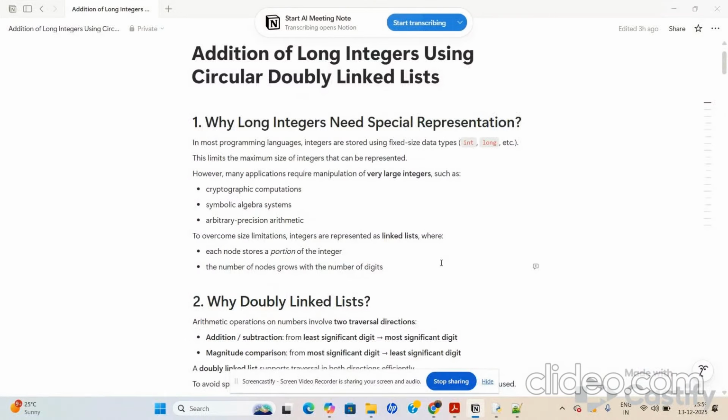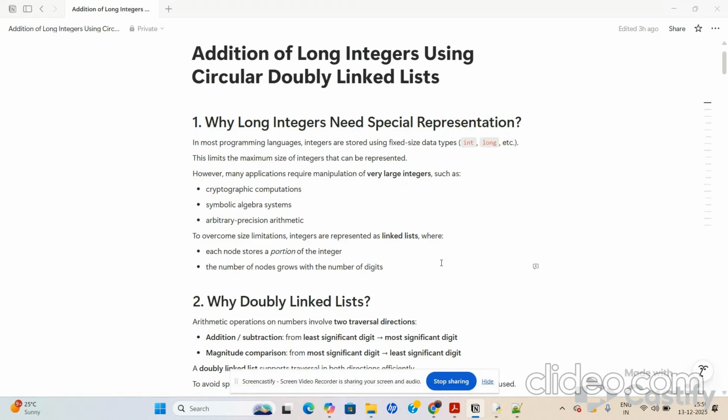Dear students, in this video we'll study an important application of circular doubly linked lists, that is the addition of long integers based on the approach which is explained in the textbook. Note that this example is very important not just because of the arithmetic involved in it, but because it clearly demonstrates why a particular data structure is chosen and how it simplifies complex operations.